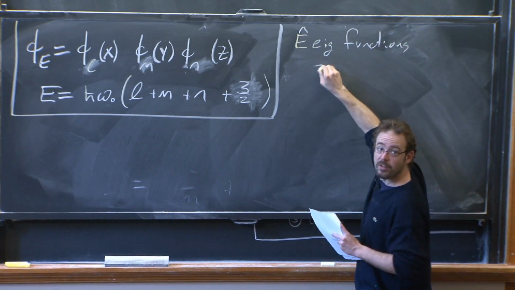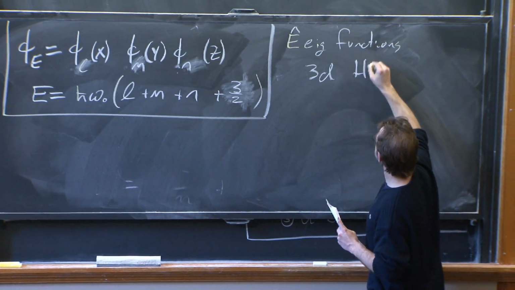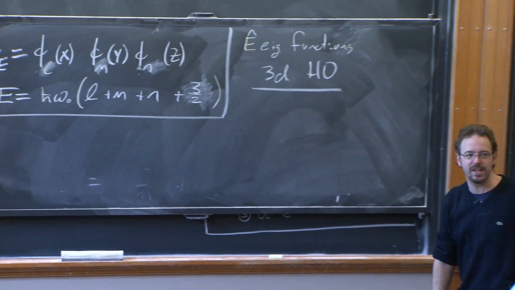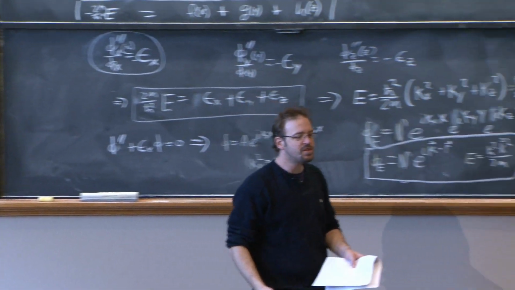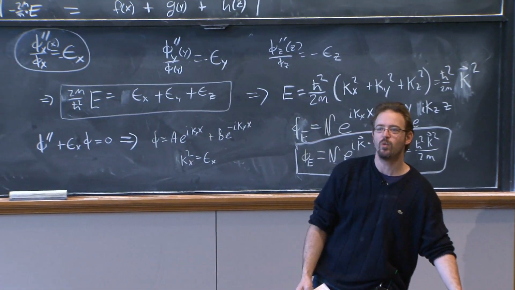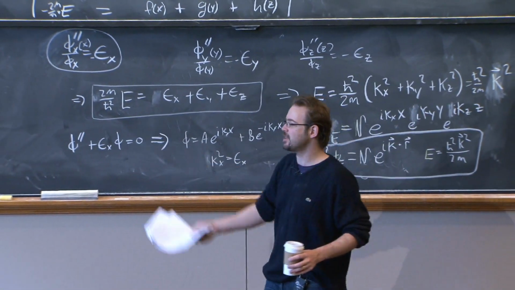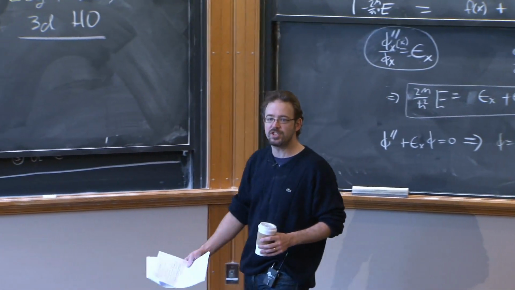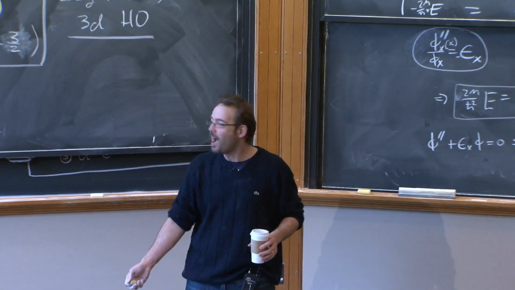For the 3D harmonic oscillator. And now here's the question. The question that was asked is, look, there are no degeneracies in bound states in 1D. Here we have manifestly a 3D bound state system. Are there degeneracies? Yeah, obviously, right?